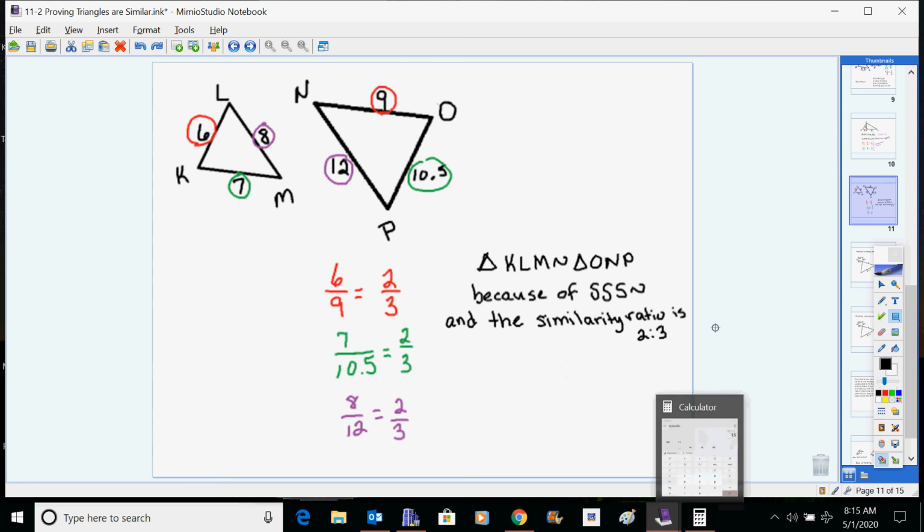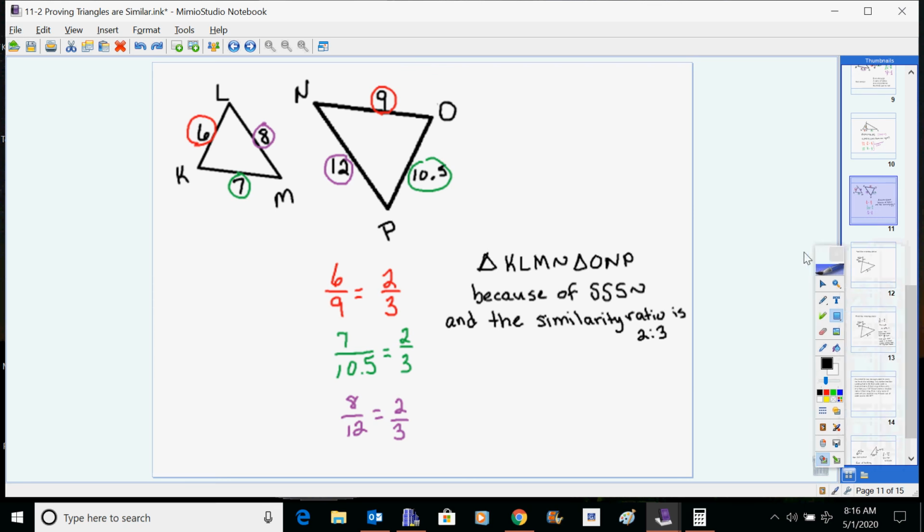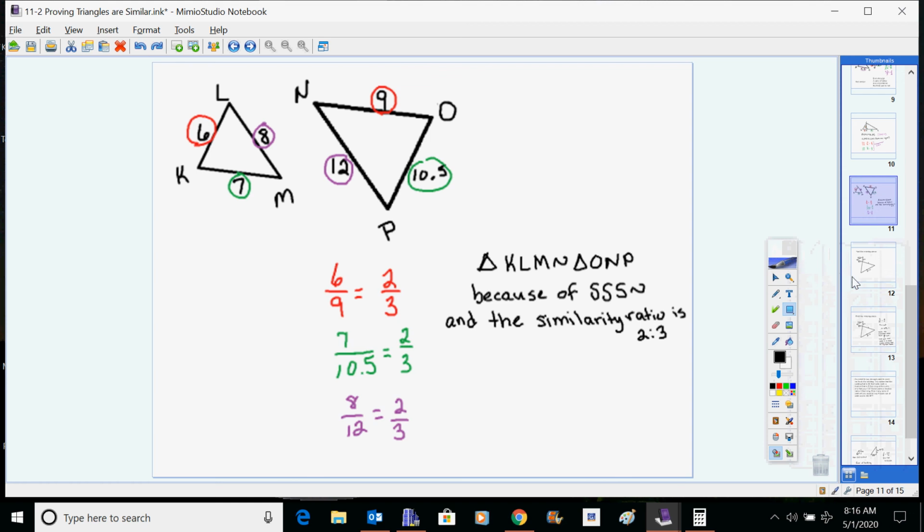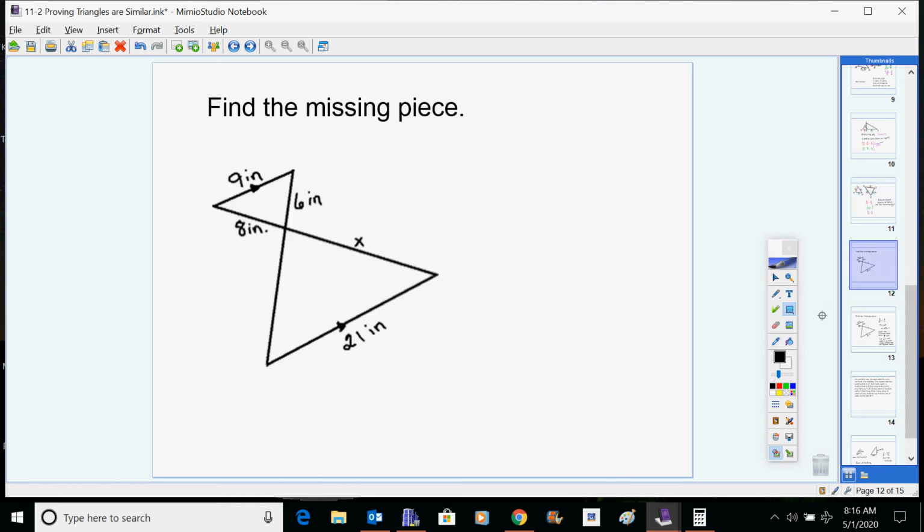The similarity ratio, let's bounce back to last section real quick. Similarity ratio is that number. We could also call it the scale factor. Either one of those words works just fine. The scale factor or similarity ratio. All right. Moving on another step. So far we've just been practicing, showing that they are similar.